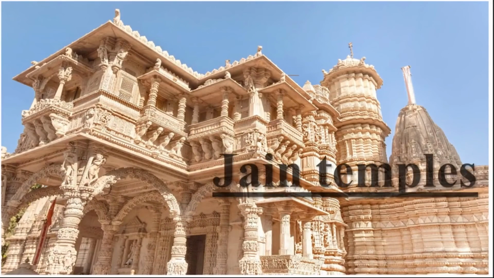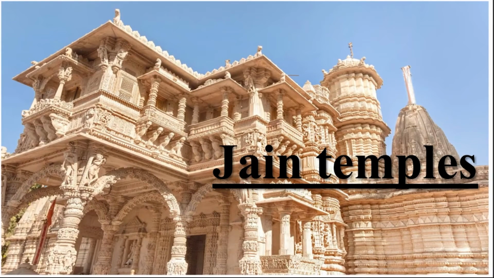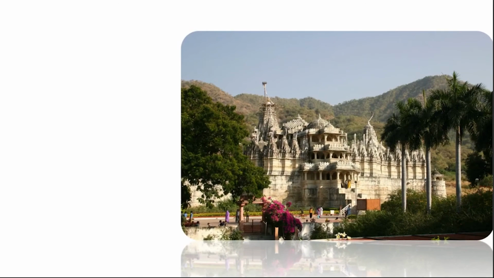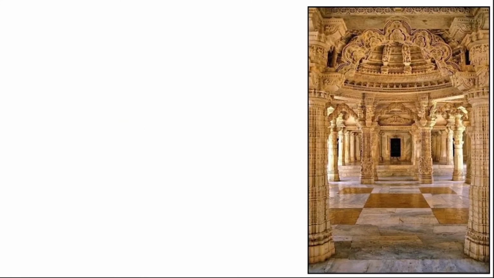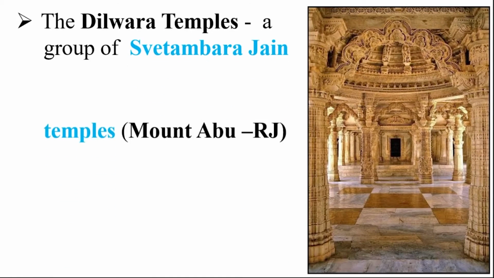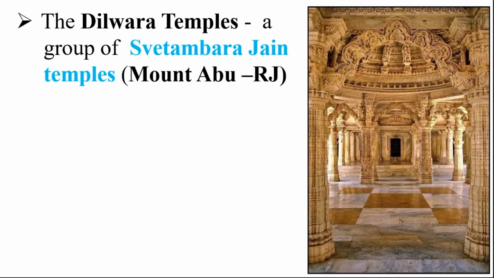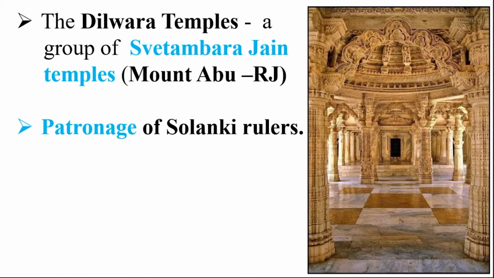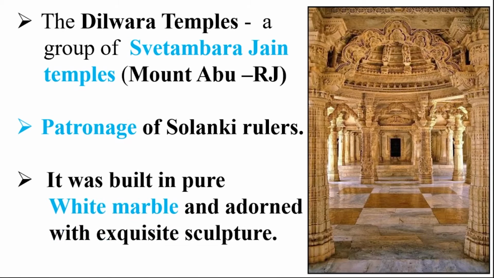Now we move on to structural temples with a few examples. The first one is the Tilwara temple, otherwise known as the Delwara temple. It is a group of temples belonging to the Svetambara sect. These were built under the patronage of the Solanki rulers. It was built in pure white marble and adorned with extremely beautiful sculpture. See this image, which is very attractive.